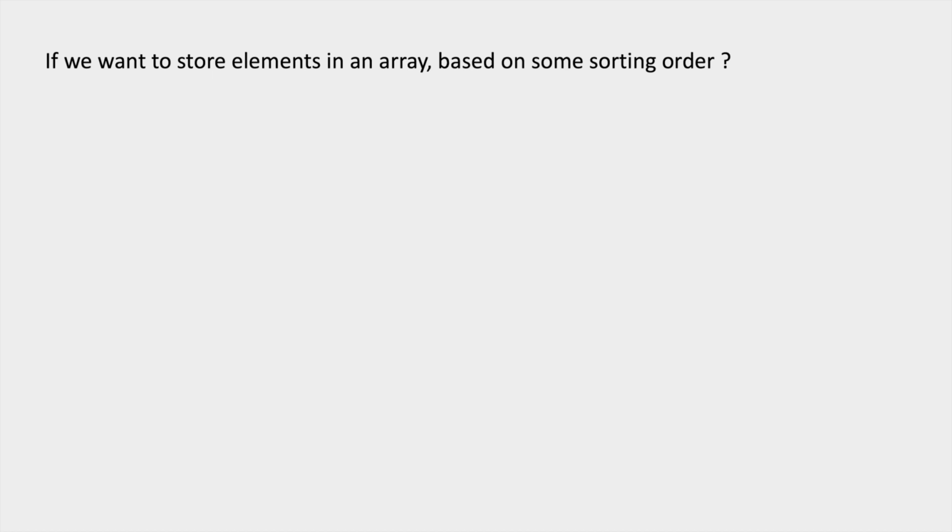If we want to store elements in an array based on some sorting order, the programmer has to write some code to achieve that process. And if he wants to search whether a particular element is available in the array or not, there are no inbuilt methods. The programmer has to write code to check whether the element is there or not.